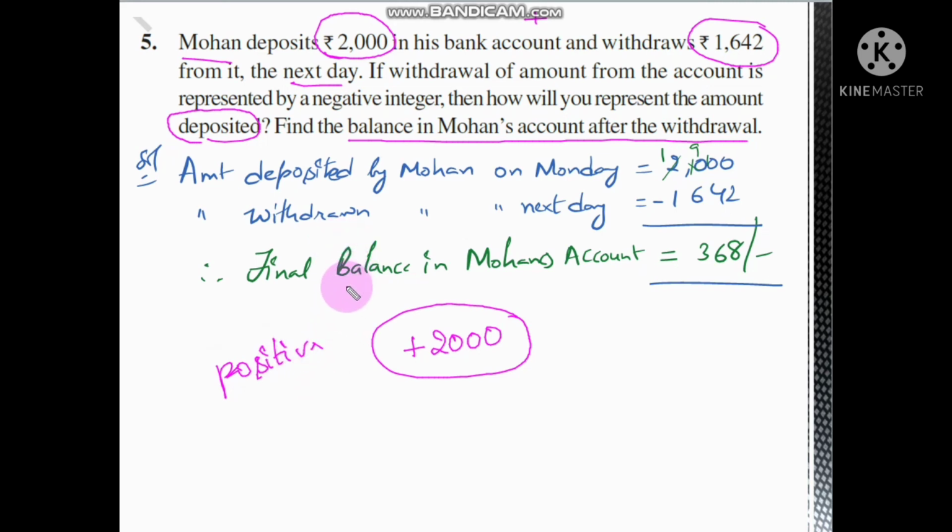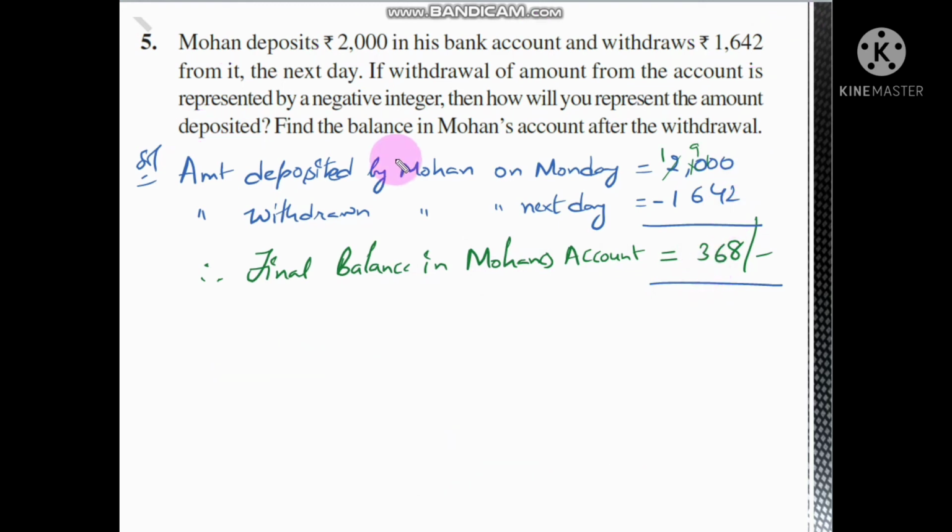Next, the amount withdrawn. That means we are taking out the money. Taking out the money means we are removing the money from the account. That means we have to keep the negative sign, that is minus 1642. So if we do this calculation, we will get the final balance of Mohan's account. If we take away 1642 from 2000, we get 368 rupees. So the final balance in Mohan's account is 368 rupees. Understood children?